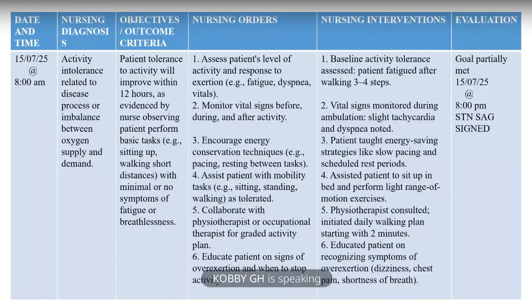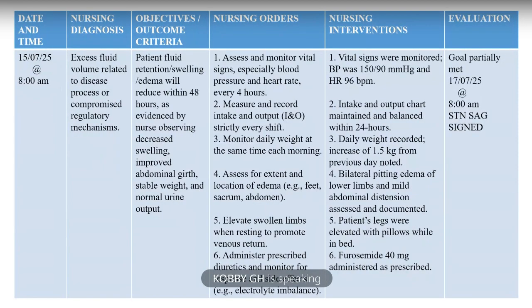Okay. The last one is the loss of appetite. The loss of appetite, you can do risk for imbalanced nutrition, less than body requirements. Okay, the loss of appetite, risk for imbalanced nutrition, less than body requirements related to disease process. Don't write risk for imbalanced nutrition in brackets less than body requirements related to loss of appetite.